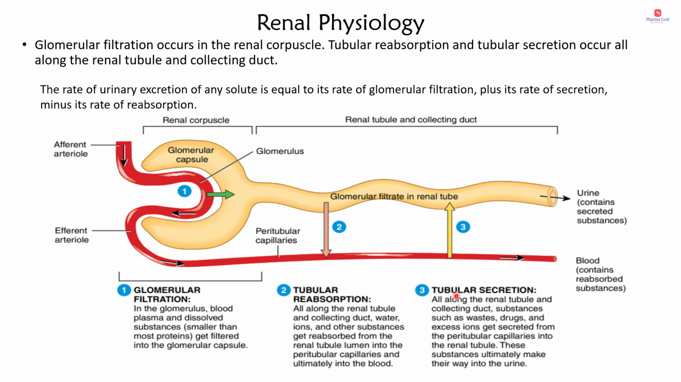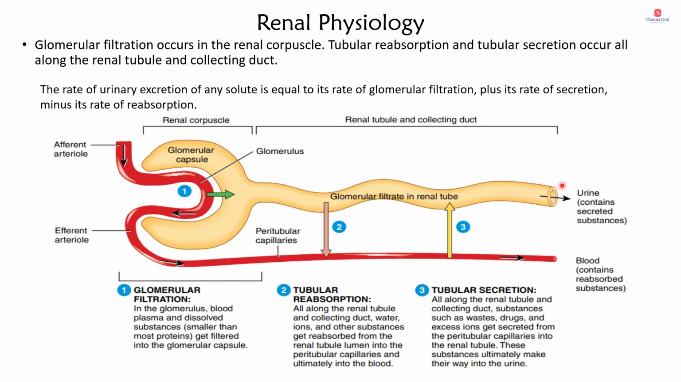The next step is tubular secretion. Secretion means from the blood into the urine, or into the lumen. All along the renal tubule and the collecting duct, substances such as waste, drugs and excess ions get secreted from the peritubular capillaries into the renal tubule. See the arrow, from the peritubular capillaries into the renal tubule. These substances ultimately make their way into the urine.